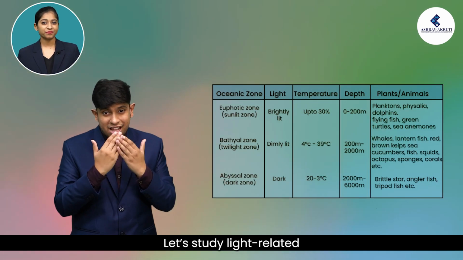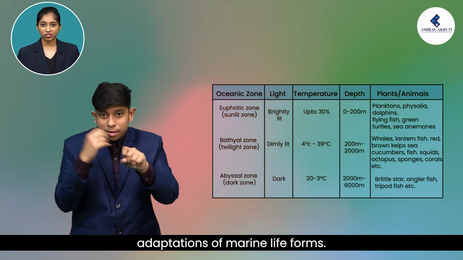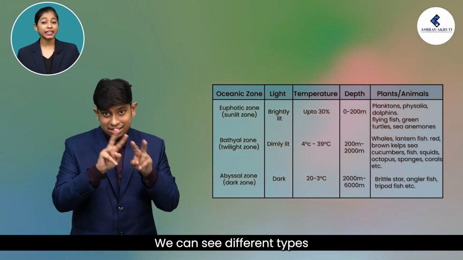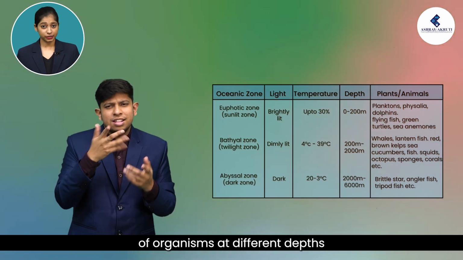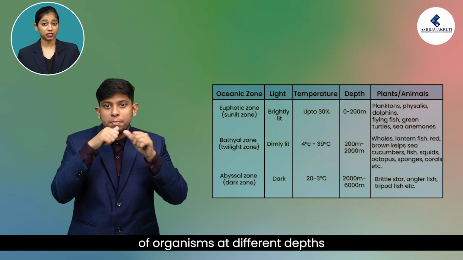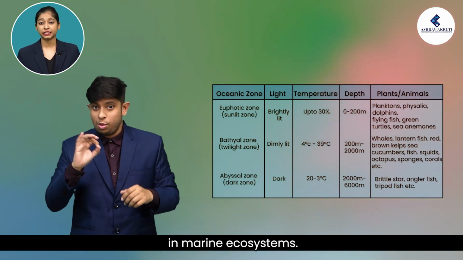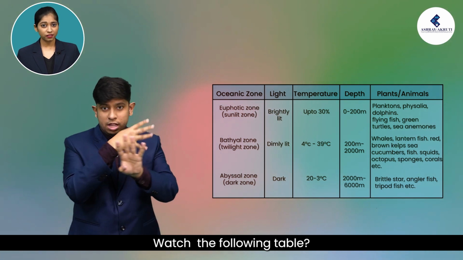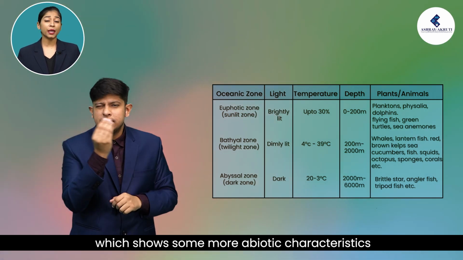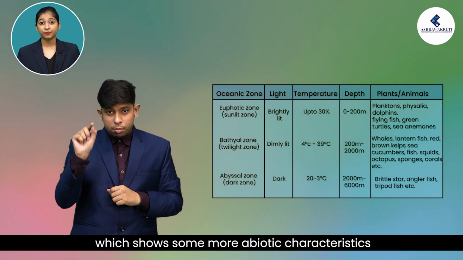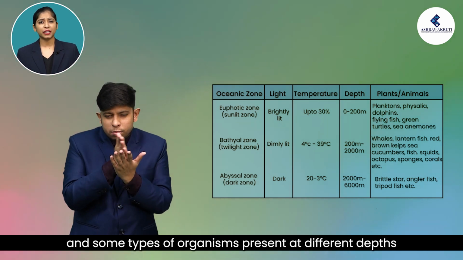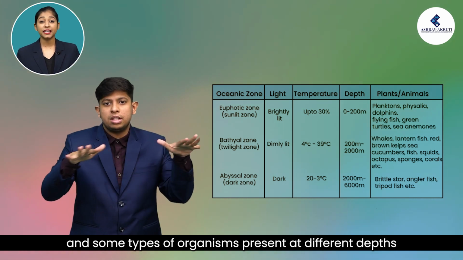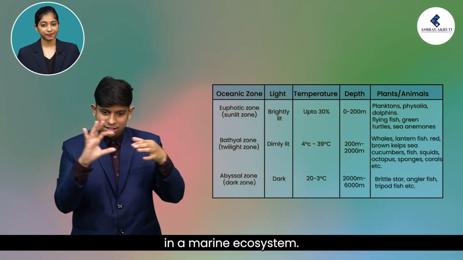Let's study light-related adaptations of marine life forms. We can see different types of organisms at different depths in marine ecosystems. Watch the following table, which shows some more abiotic characteristics and some types of organisms present at different depths in a marine ecosystem.